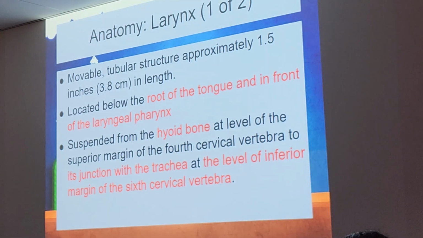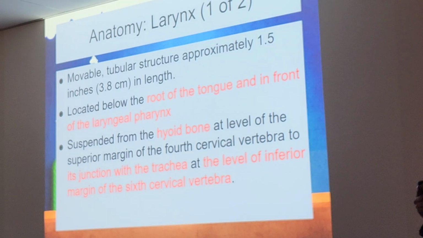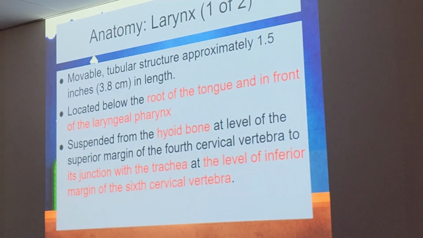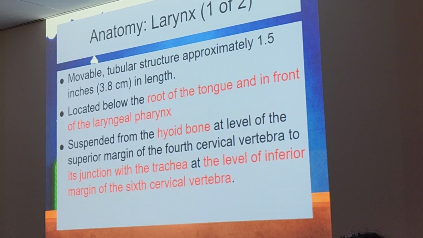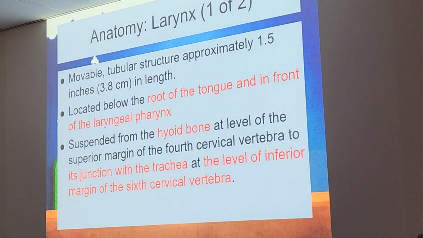Okay. All right, so it's located below the root of the tongue and in front of the laryngeal pharynx, and it's suspended from the hyoid bone, right below our jaw, from C4 to C6. So the larynx, when it goes further down, it joins the trachea.